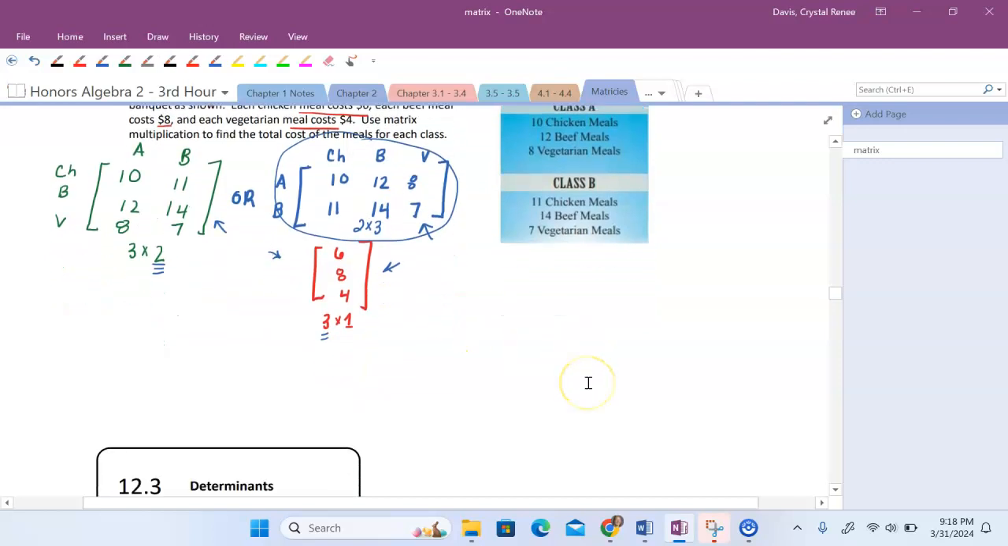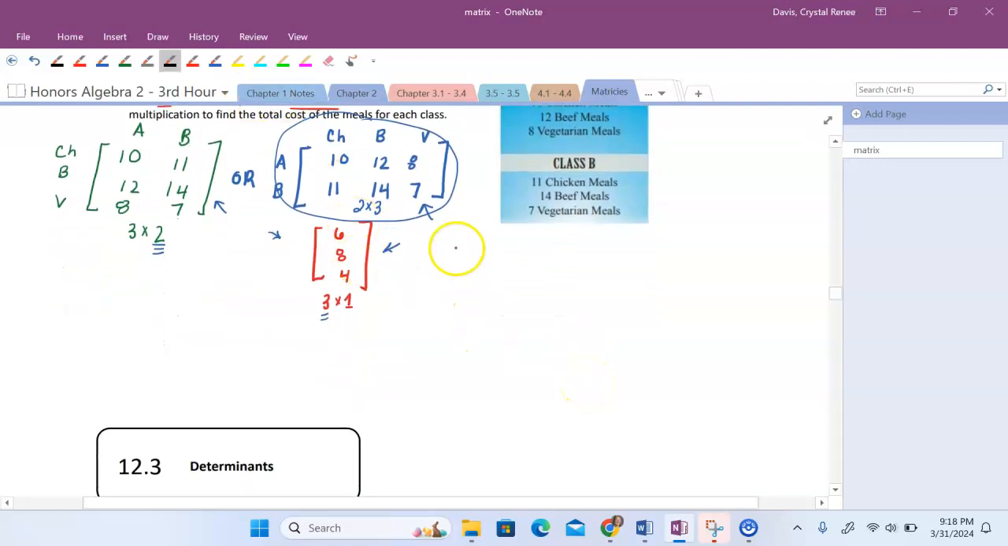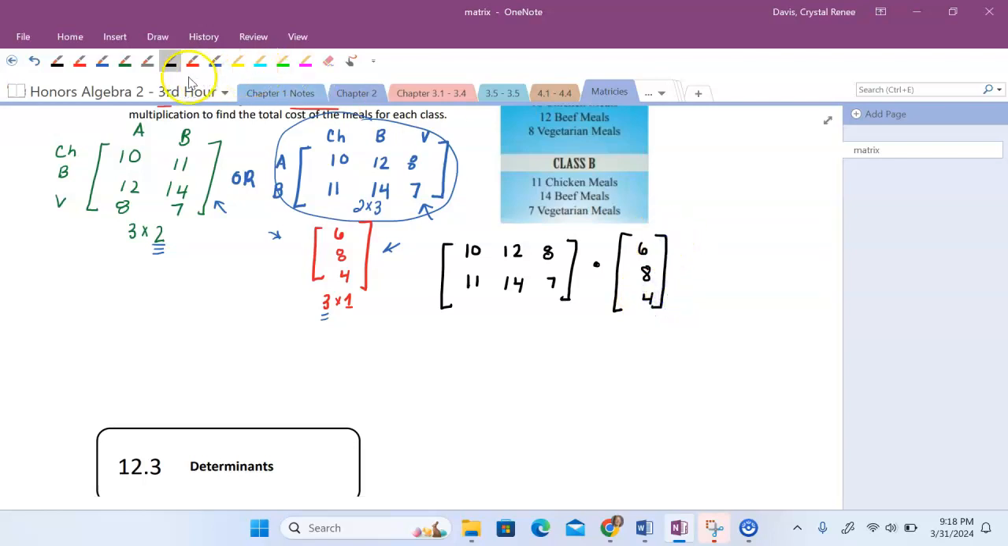Let me scroll down, give myself some more room. So what I'm going to do is set it up: 10, 12, 8 on the first row and 11, 14, 7 on the second, and I'm going to multiply that times the cost, 6, 8, and 4. I'm going to take this top row first, and I'm going to get 10 times 6 plus 12 times 8 plus 8 times 4.